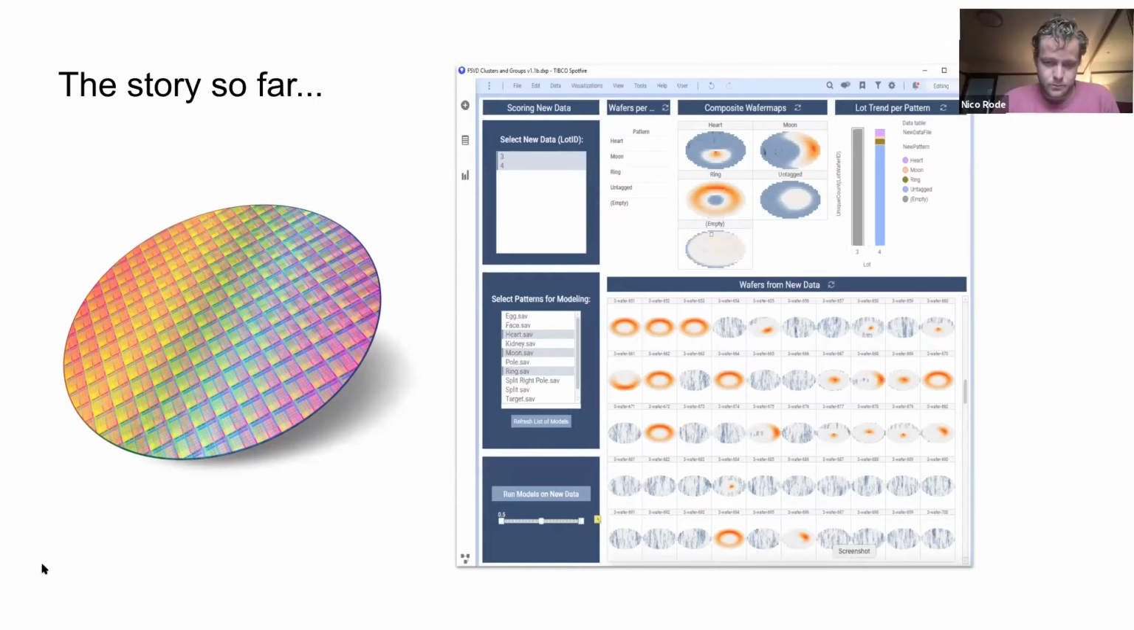So, as I said, in previous sessions, we've talked a little bit about how we've cleansed the data that we get that maps out these wafer map patterns. And what was the next phase of the project, Nico? You were involved right at the beginning there. What was the problem that we were actually trying to solve?